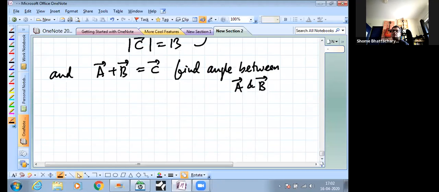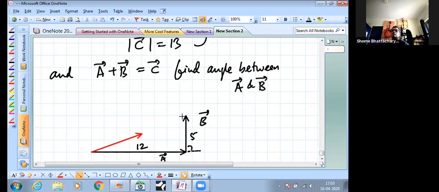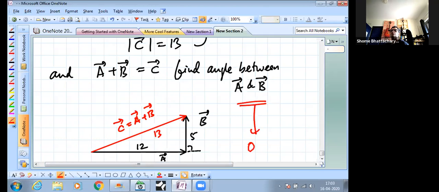So coming back here, if this is the vector A and this is the vector B, and they are of magnitude 12 and 5 respectively, and the angle between them is 90 degrees, then we know for a fact that C, which is the sum of A and B, will have to be 13. So the vector C, which is in fact the vector sum or the resultant of A and B, is 13. So we know here that the angle between A and B has to be equal to 90 degrees.